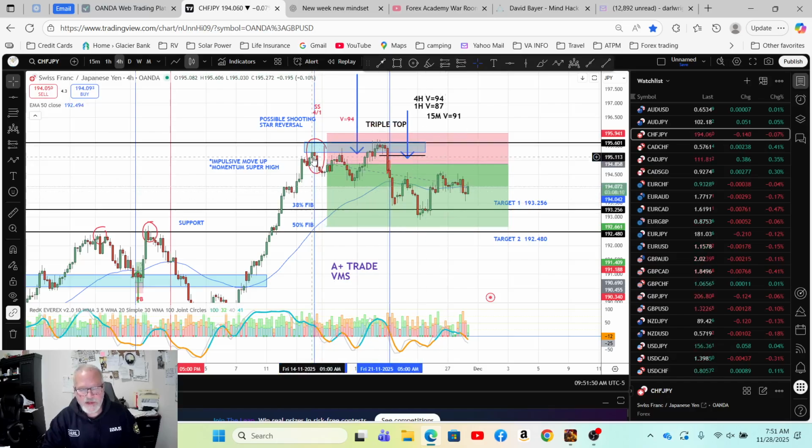And if I hadn't been in over here on the shooting star reversal, I would have tried to get in right in here on the triple top. So it looks like it's going to keep going down.